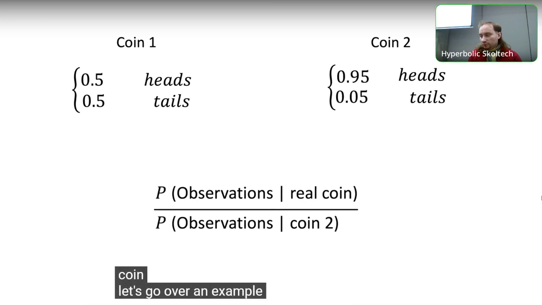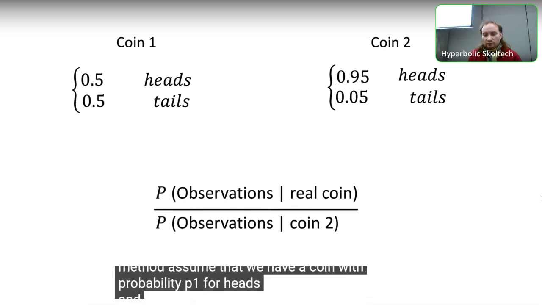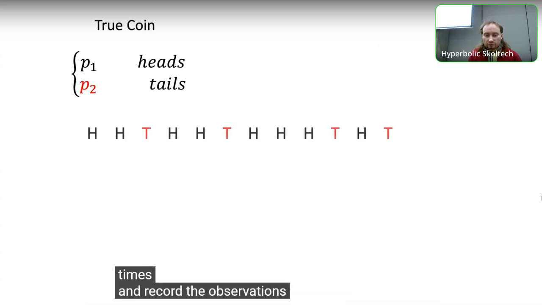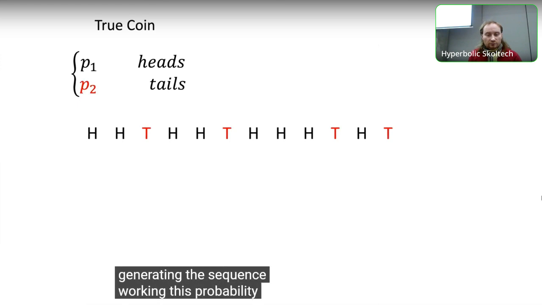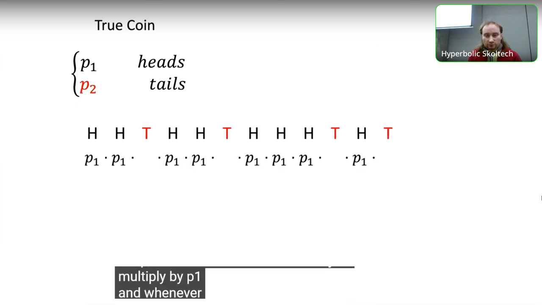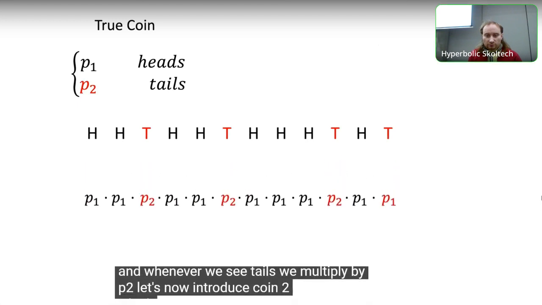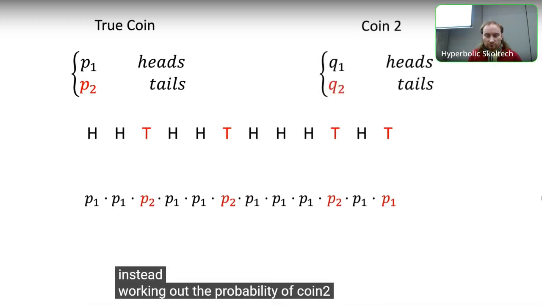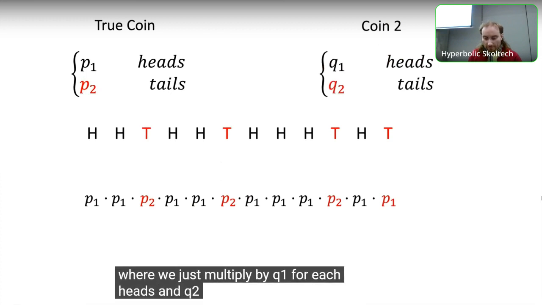Let's go over an example of this method. Assume that we have a coin with probability of heads equal to p1. We then flip the coin n times and record the observations. Remember the probability of coin 1 generating the sequence is quite simple. Whenever we see heads, we just multiply by p1. Whenever we see tails, we multiply by p2. Let's now introduce coin 2, which has probabilities q1, q2 instead. For the probability of coin 2 generating the data, we just multiply by q1 for each head and q2 for each tail.